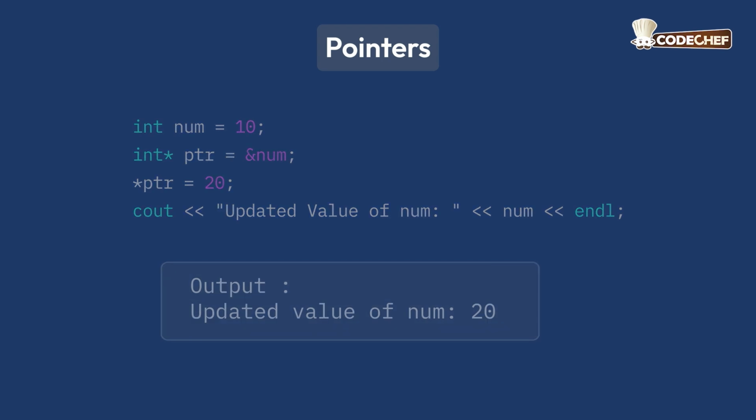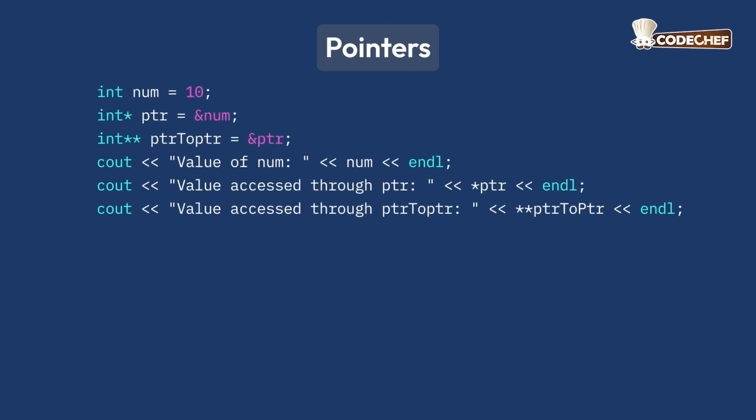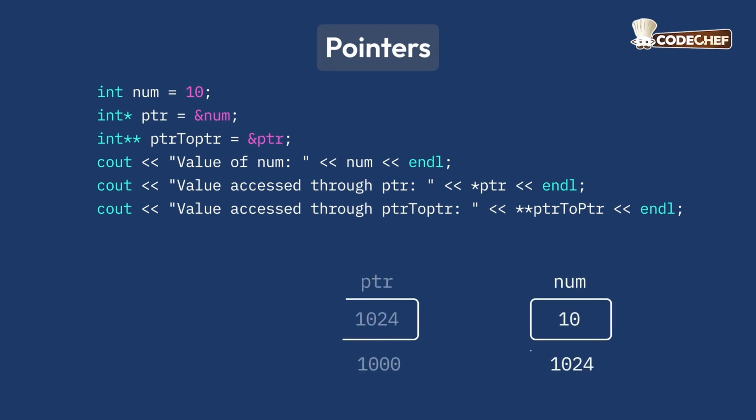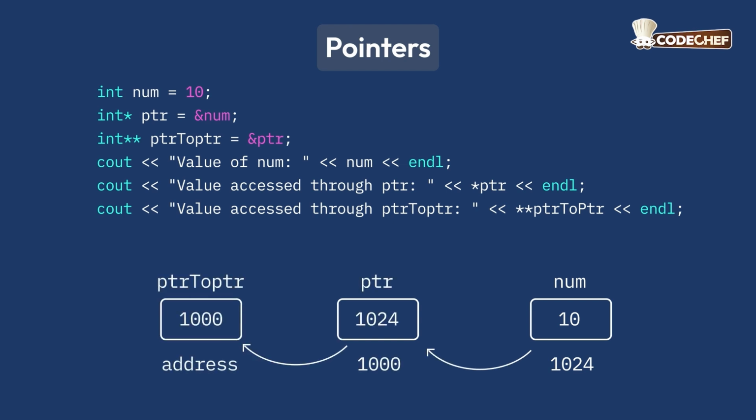Finally, let's look at pointer to pointer, which is a pointer storing the address of another pointer. For example, like in this code, the value of num will be 10. The value accessed through ptr, that means *ptr, will also be 10. The value accessed through ptr to ptr, that means **ptr_to_ptr, will also be 10.